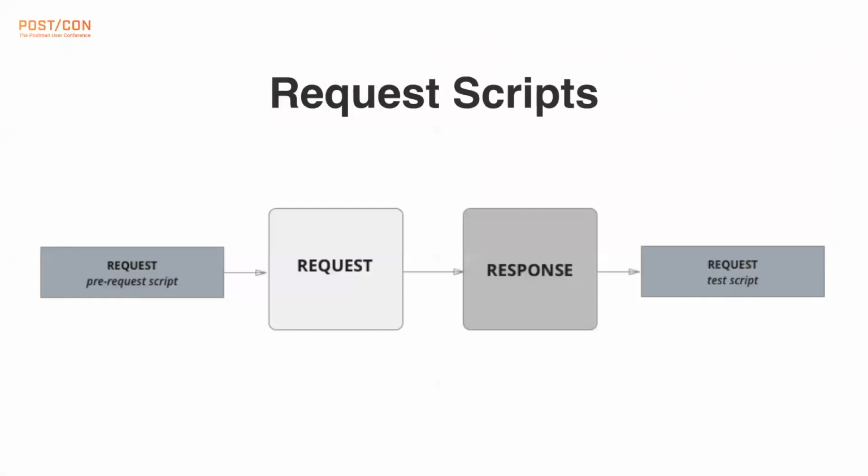So the way that scripts actually function within requests is they are processed in this order. So before we send a request, we run a pre-request script. Then we send a request and get a response. And then we run our test script.